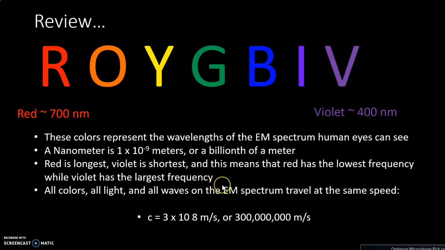We also talked about the simple fact that all of these colors, all the light waves, and all the different types of waves we learned about on the EM spectrum last time travel at the same speed, 3 times 10 to the 8th meters per second. That's the same as 300 million meters per second. Now we're going to talk about something you probably already know a little bit about, mixing paint colors together.